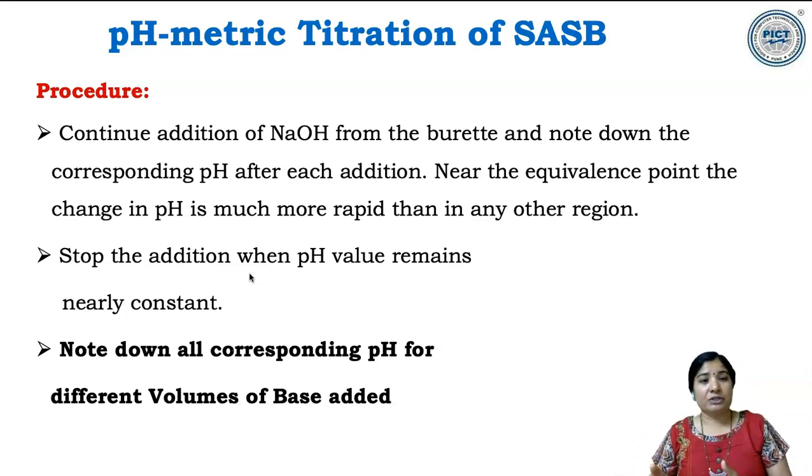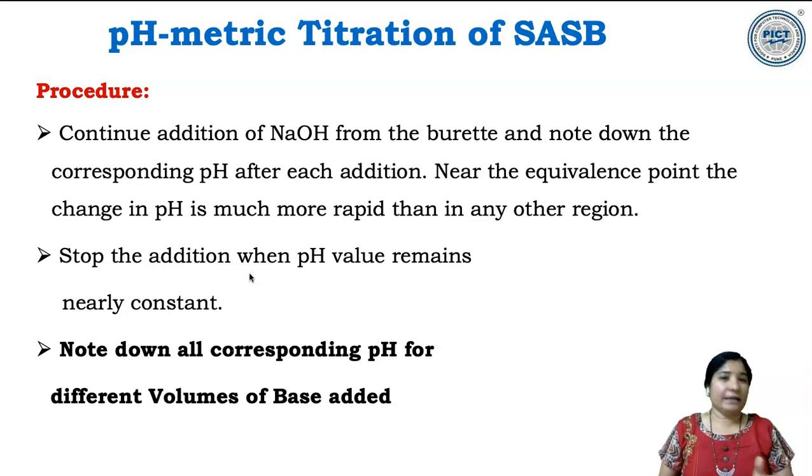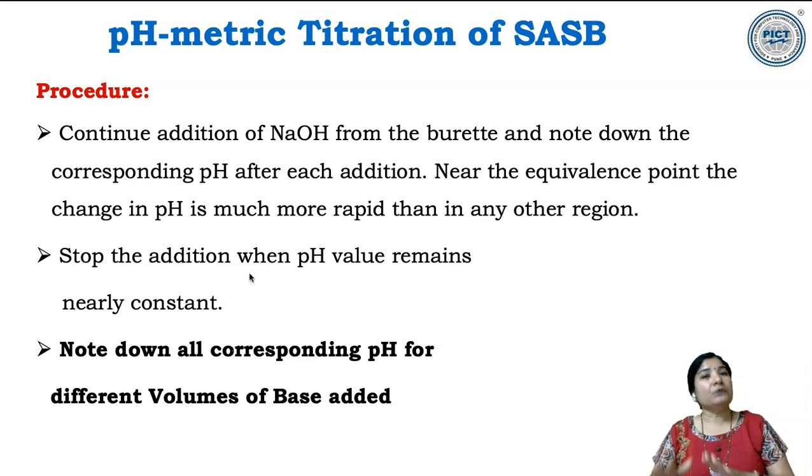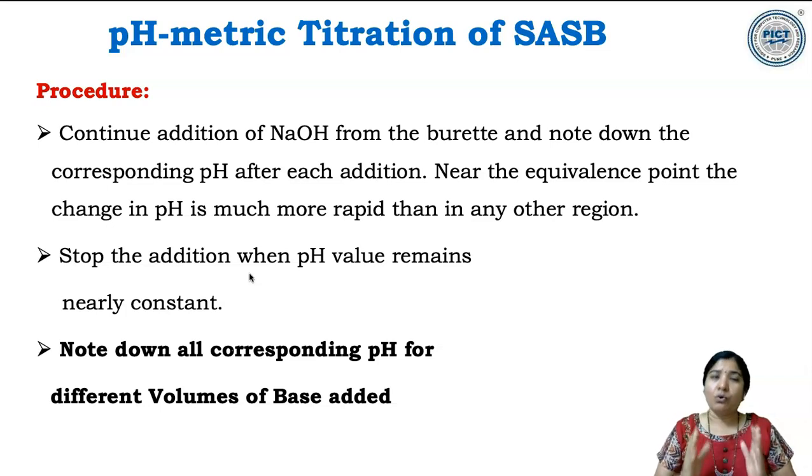Near the equivalence point, the change in pH is much more rapid than in any other region. So stop the addition when the pH value remains nearly constant. We have to note down all corresponding pH values for different volumes of base added in the beaker. And since there is a magnetic stirrer inside the beaker, the reaction mixture will get stirred properly, so the value of pH being displayed will be accurate.